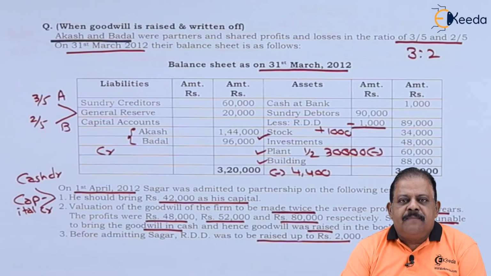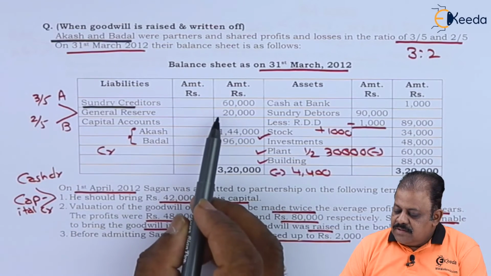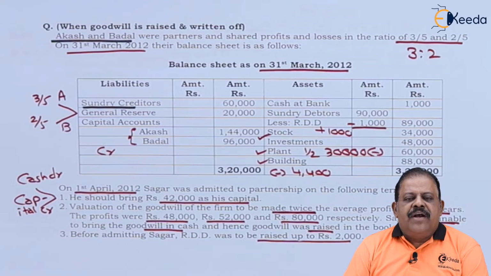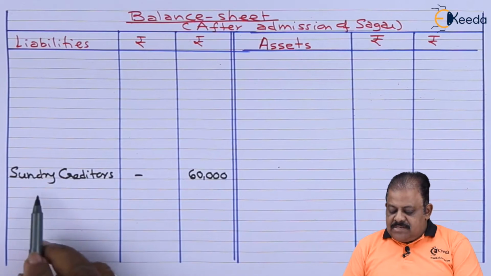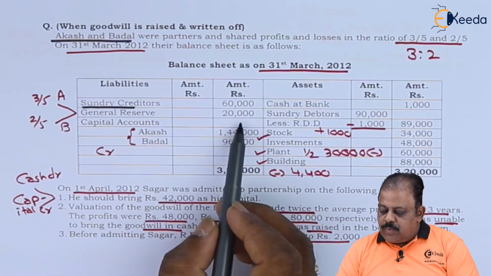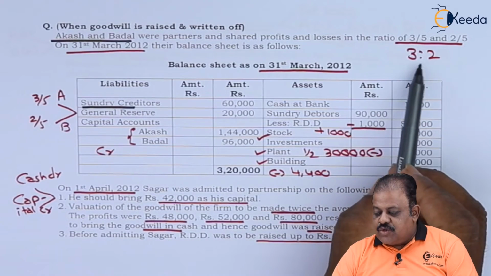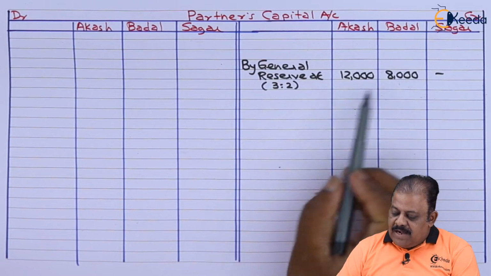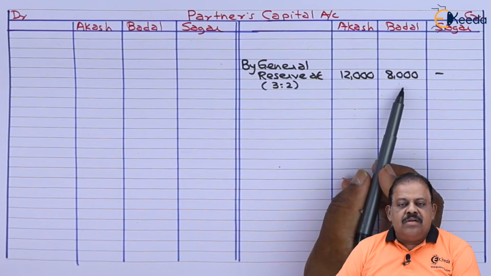Let us start posting. On the liability side, the first item we have is sundry creditors. There is no adjustment on sundry creditors. This will be recorded in the new balance sheet on the liability side as it is. Liabilities, sundry creditors 60,000. Next we have general reserve 20,000. This will be divided among old partners in their profit sharing ratio 3:2. Partners' capital account credit, Akash and Badal in the ratio of 3:2, by general reserve 12,000 and 8,000.